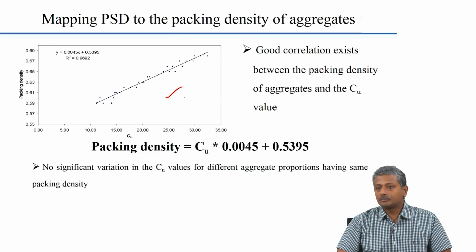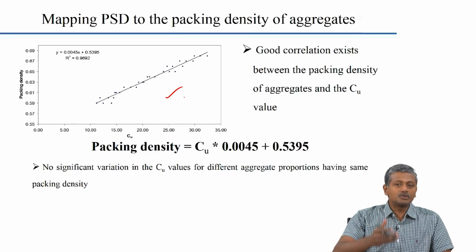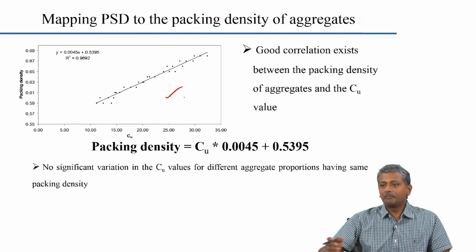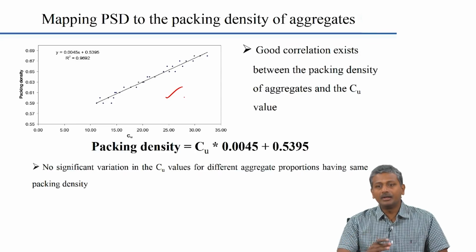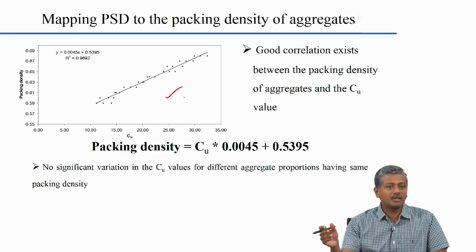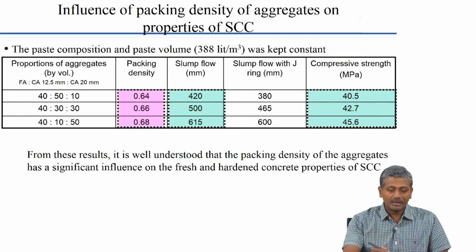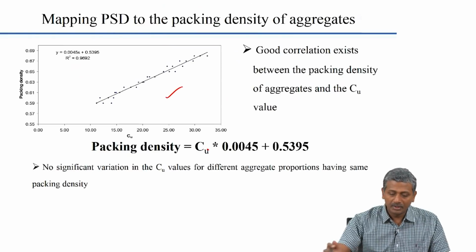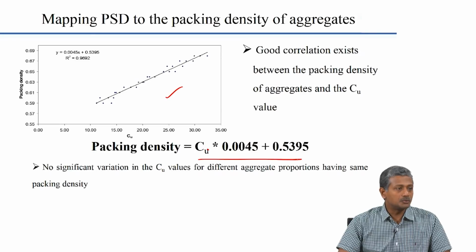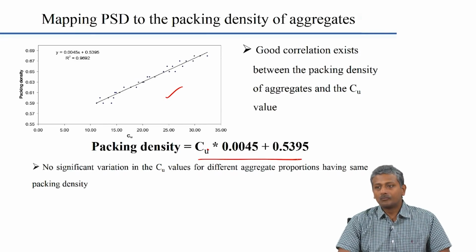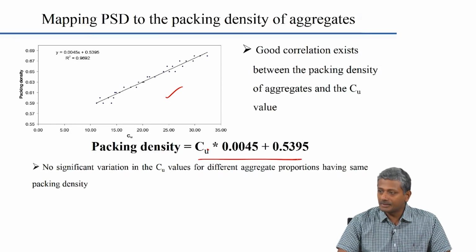Okay. Now, what you need to simply do is get the individual particle size distributions, make several trial calculations based on combined particle distributions, and obtain the Cu values for each, and based on this relationship you can actually get the packing density as a function of the Cu. So, once you get the packing density, the void content is nothing but what? Void content is 1 minus packing density, just 1 minus packing density, right.